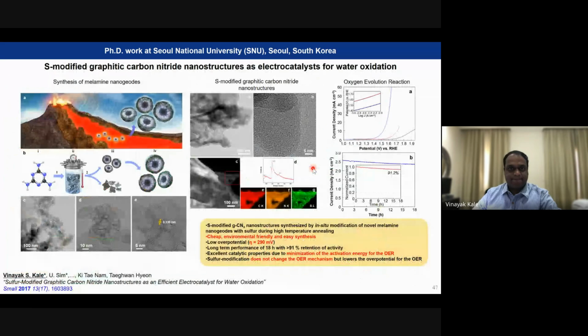that is OER. In the first case, I synthesized a sulfur-modified graphitic carbon nitride nanostructure and used it as an oxygen evolution reaction electrocatalyst. We demonstrated that this sulfur modification can significantly enhance the OER performance, which is good. At that time, this was the first report in a carbon-based system, which has a very high current density and very low overpotential for this OER reaction.